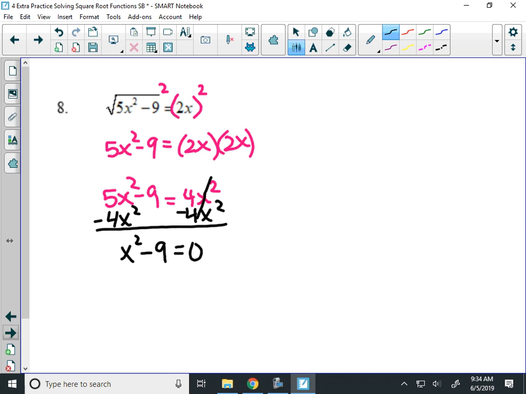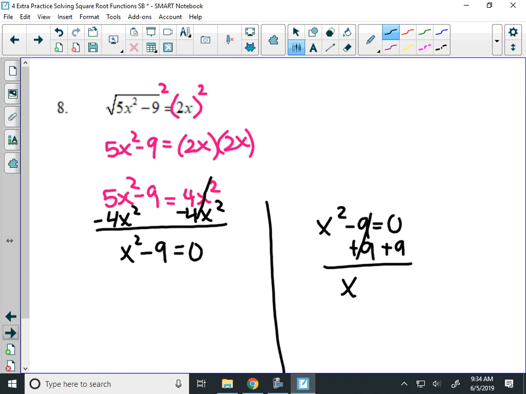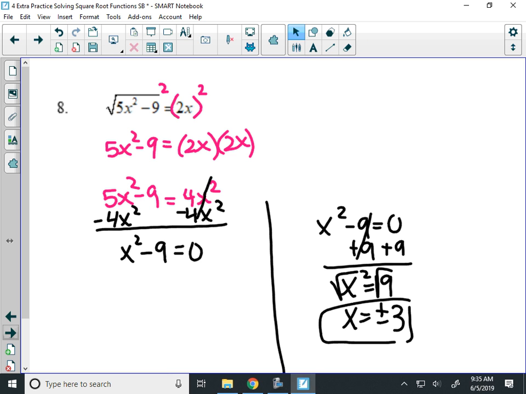Now, I can do two ways to solve this one again, right? I can do what I did on the last problem and add the 9, get x squared equals 9, and take the square root. And remember that I'll get 2 solutions, positive and negative 3. Or I could notice that it's factoring by difference of squares.